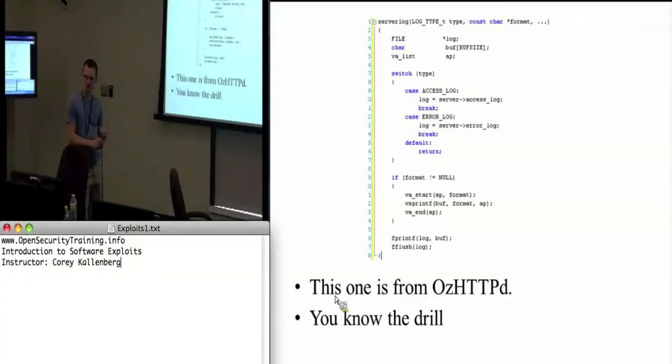Can you put a control character in the log? Yeah, format string vulnerability, fprintf. This should be fprintf with %s and buff. So it's a format string vulnerability. You see a lot of format string vulnerabilities in logging functions like this one for whatever reason. So there you go. Format strings are pretty easy to spot compared to buffer overflows.